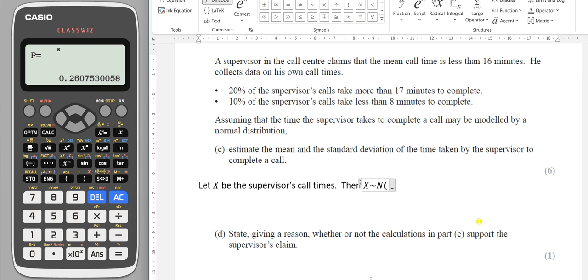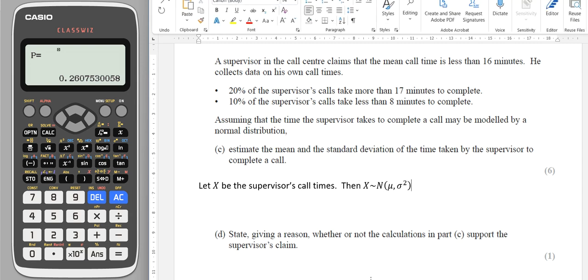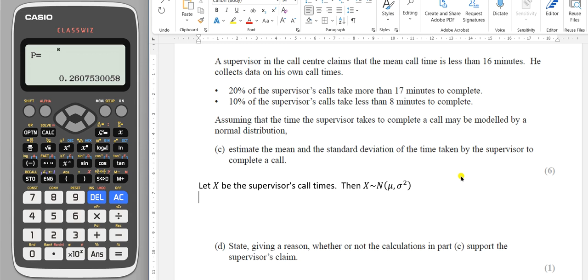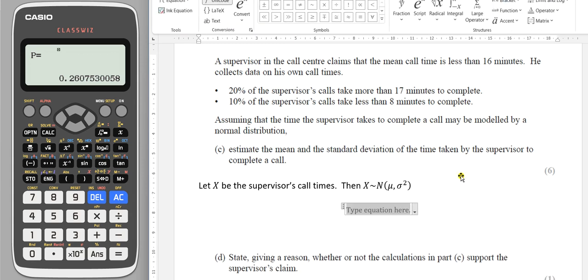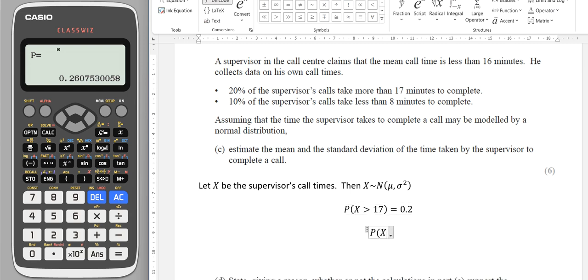But remember, when you set up a normal distribution where you don't know the mean and the standard deviation, we can still refer to them like this. X is normally distributed with a mu and a sigma, and the information I do have about X is that the probability of X being greater than 17 is 20%, and probability of X being less than 8 is 10%. It tells us 20% of calls take more than 17 minutes, 10% take less than 8 minutes.